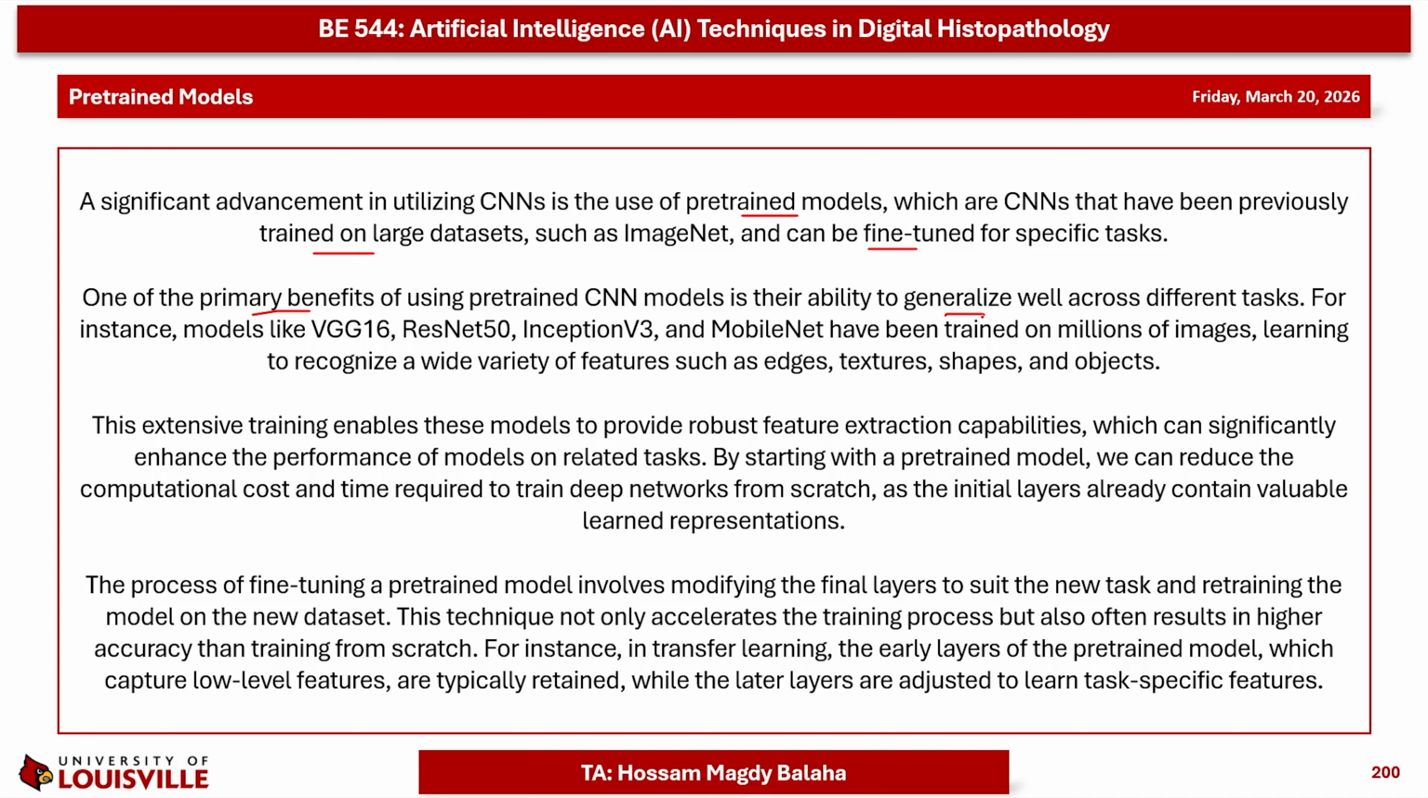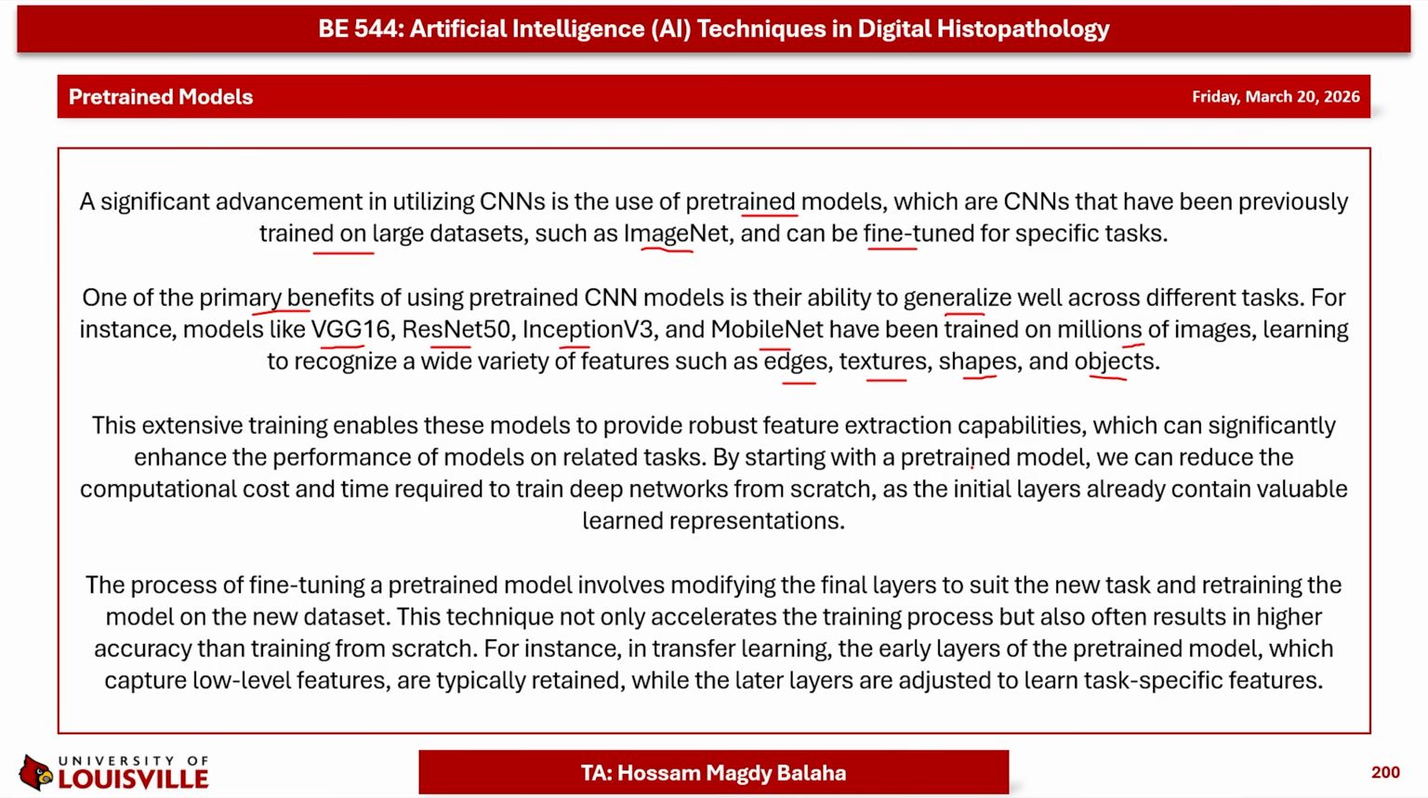The primary benefit of using transfer learning or pre-trained models is the ability to generalize well across different tasks. There are multiple pre-trained models that you can utilize in your application, such as ResNet, Inception, MobileNet, and VGG16. Those models were pre-trained on ImageNet, as mentioned, and that dataset contains millions of images, which trained them to recognize a wide variety of features such as edges, textures, shapes, and objects. So simply, we can get a model pre-trained on ImageNet and just fine-tune a set of layers from it, or cascade it with a classification layer based on our task, as we are going to see in the implementation.